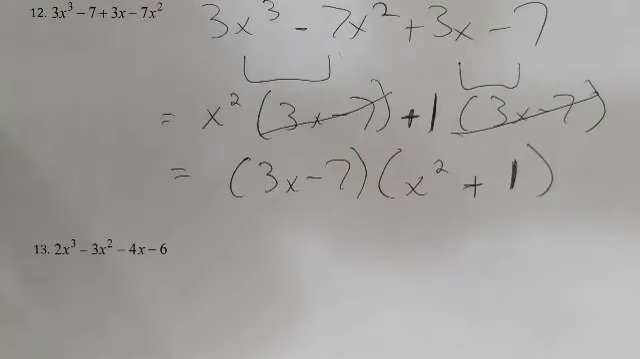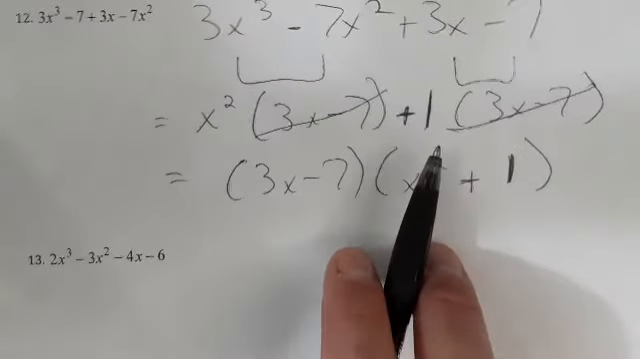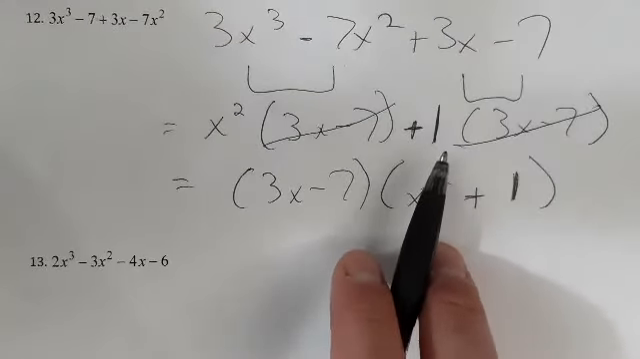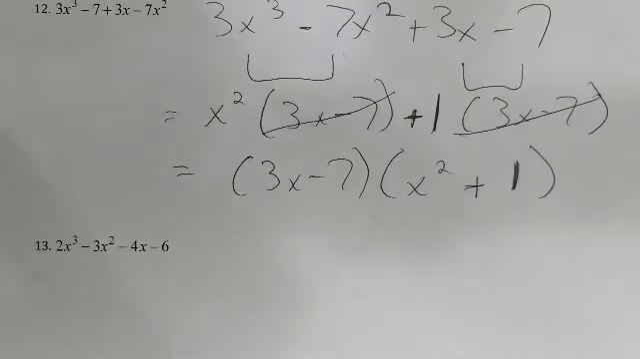Okay, so make sure it's in descending order. If it's not in descending order, the other thing is, if you can't take out anything as a GCF, always pull out 1 when we're factoring things. So those 1s are important.